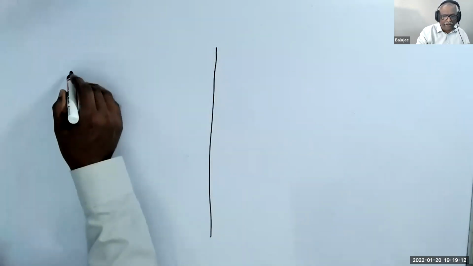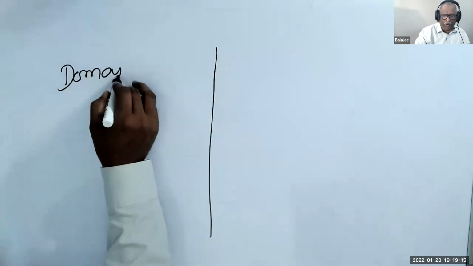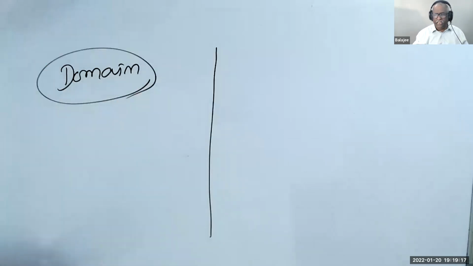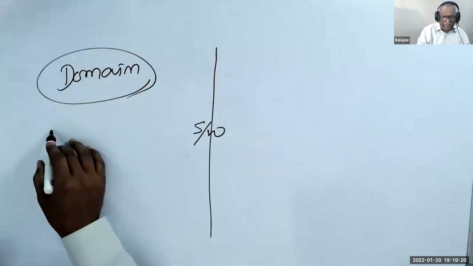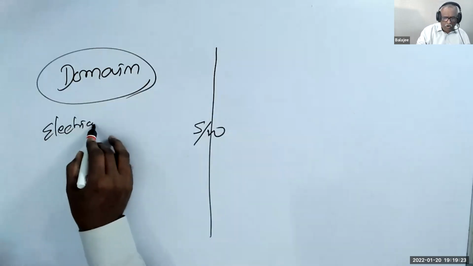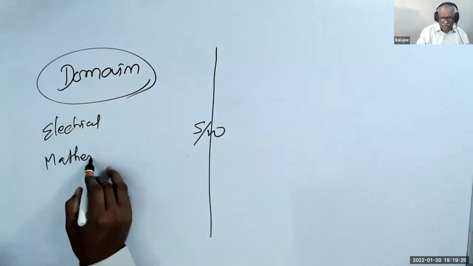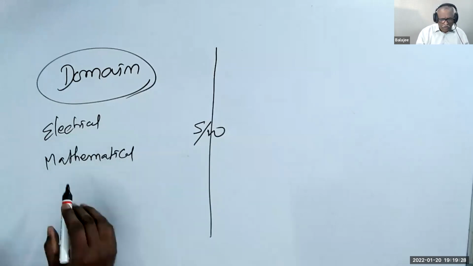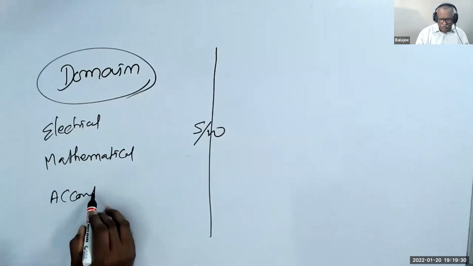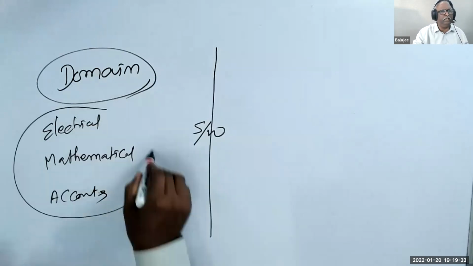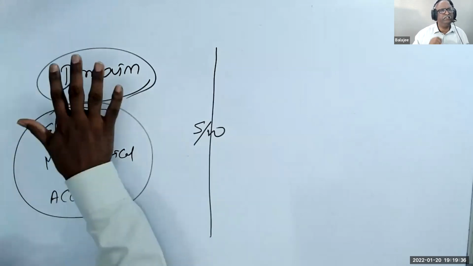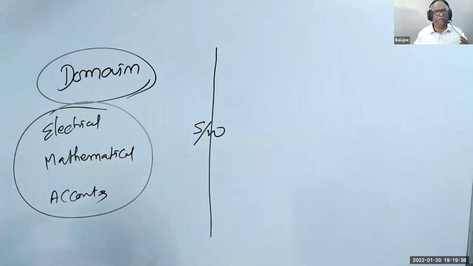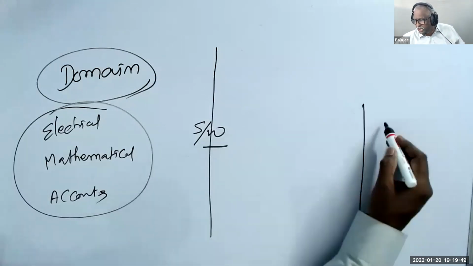One is your domain knowledge. That's what people always ask about, domain knowledge. If you are writing software for an electrical problem, or a mathematical problem, or an accounts problem, you should have thorough knowledge of that. That is called domain knowledge. Then you will write software much better than anybody else. The auditor will write better accounts software than others. Then the next one is your ability to write programs.